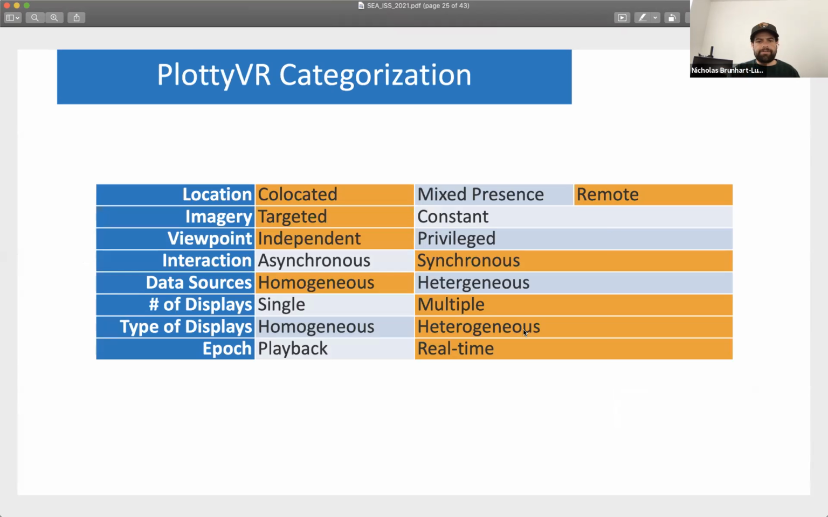In terms of our taxonomy, we are co-located, some remote. We are targeted in imagery. We are independent in viewpoint, synchronous, homogeneous in data, multiple in displays, heterogeneous in displays, and real time.